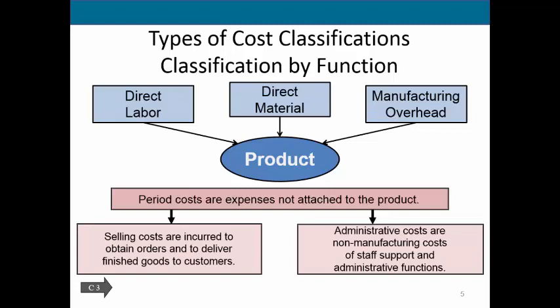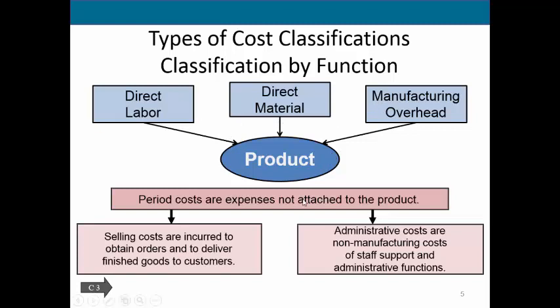So again, and I can't emphasize this enough, we're only looking at the manufacturing overhead, or those indirect costs that have to do with the manufacturing facility. So those three items, direct labor, direct material, and manufacturing overhead, are our product costs.